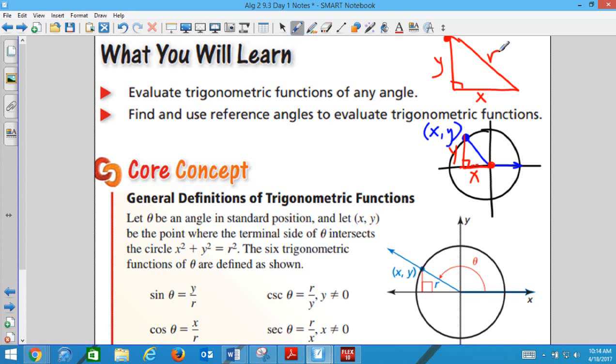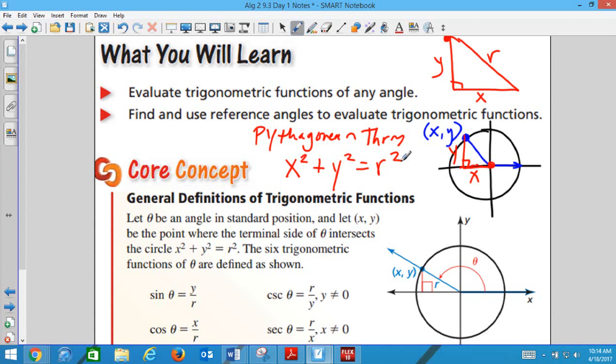If we only know two sides, how do we find the third one? Yeah, it's the Pythagorean theorem. If we know two sides of a right triangle, we find the third one by doing the Pythagorean theorem. But in this case, it would be x squared plus y squared equals r squared. Same thing as a squared plus b squared equals c squared. Just different variables.